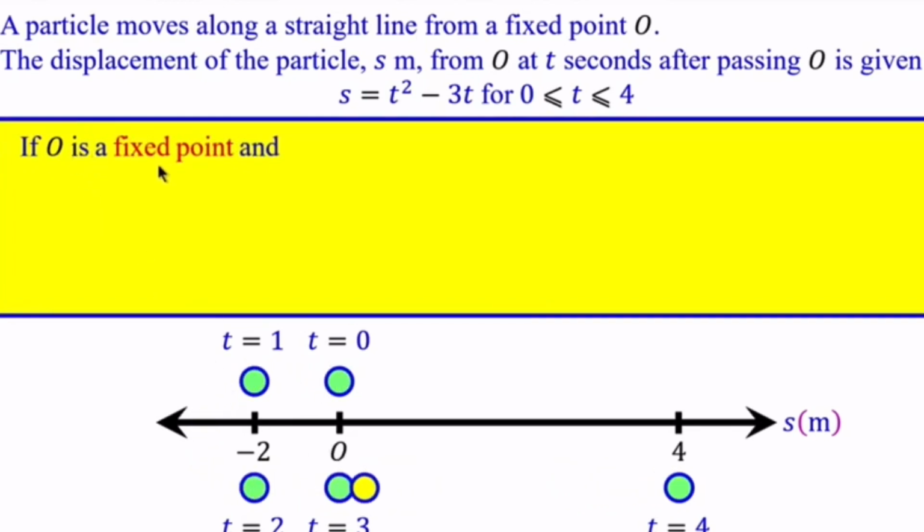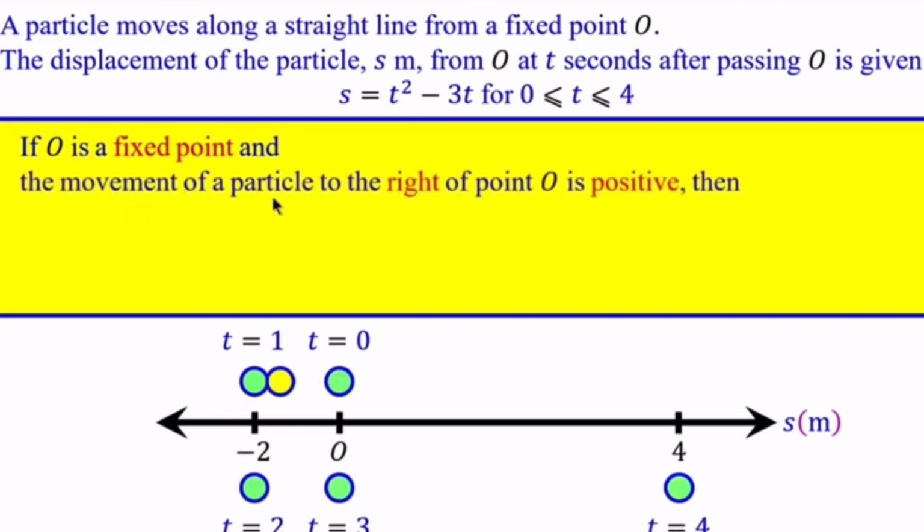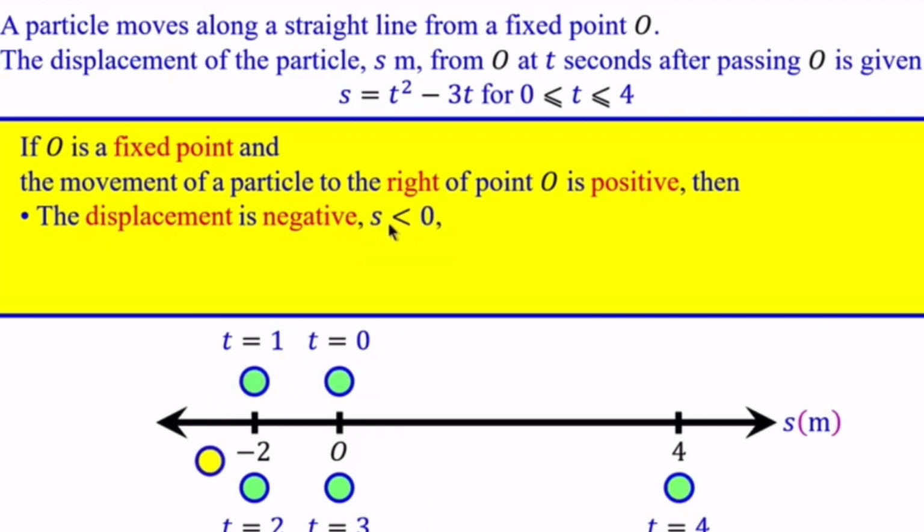A particle moves along a straight line from fixed point O. The displacement of the particle is s meters. So if O is a fixed point and the movement of the particle to the right of point O is positive, the displacement is negative if s is less than 0, which is a negative value.